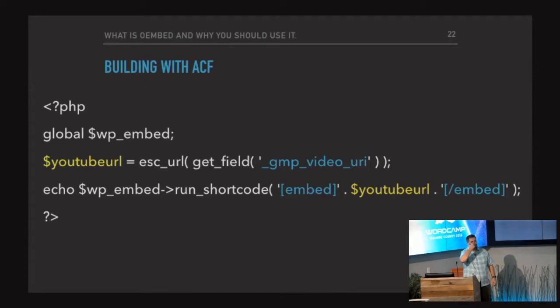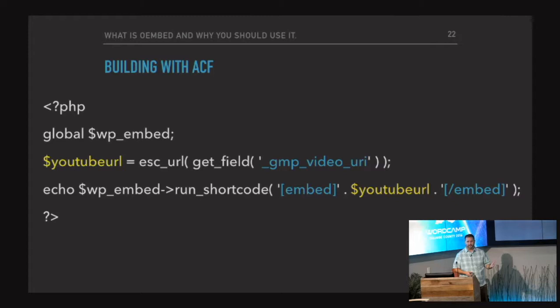So looking at advanced custom fields, and this is a more simplified version of what I'm doing here, I have an embed that I'm pulling in using the get field function that's part of advanced custom fields. And I'm pulling in the variable there, which is underscore GMP video URI. And then I'm going to be using a function called run shortcode and putting in my embed code in there. What's nice about this is it lets me display exactly where I want it to be displayed on the page and not have to worry about it being part of the content. I'm actually having it be displayed using the template.